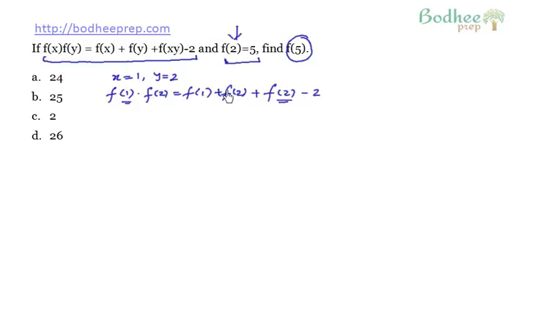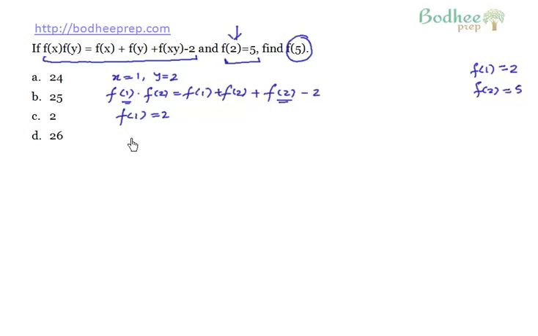I'm just leaving the calculation part for you. Directly the value of f of 1 would be 2. So I'm just writing the value here. F of 1, the value is 2. F of 2, the value given to us from the question is 5, and we need to find the f of 5. Now again, just by getting the value of f of 1, can we find the value of f of 5? That's the key question.